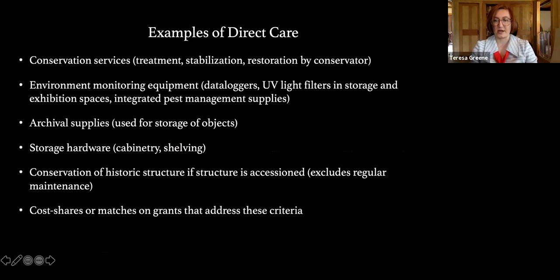Some examples of direct care include conservation services, treatment of objects done by conservators. I was surprised to learn it also includes environmental monitoring equipment, so data loggers, light meters, and UV light filters, overlights that will be shining on collections. Archival supplies used for storage hardware, and conservation of historic structures if that historic structure is interpreted and accessioned into your collection. It becomes confusing because it does not include building maintenance, so it only includes work where you've done a preservation report on the building. It can include cost shares for grants, but does not include the time it takes you to apply for the grant.